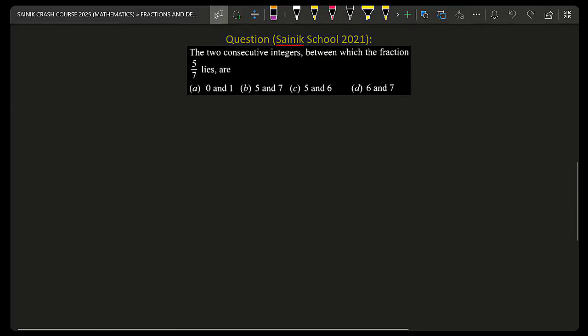Good morning, students. We are going to continue the operations in fractions and decimals, and this is our next question. All of you try this question, and if you want to give the answer, you can raise a hand now. The two consecutive integers between which the fraction 5 by 7 lies. It lies between 0 and 1, or 5 and 7, or 5 and 6, or 6 and 7.